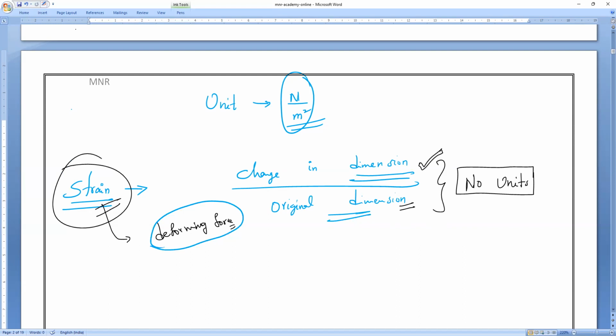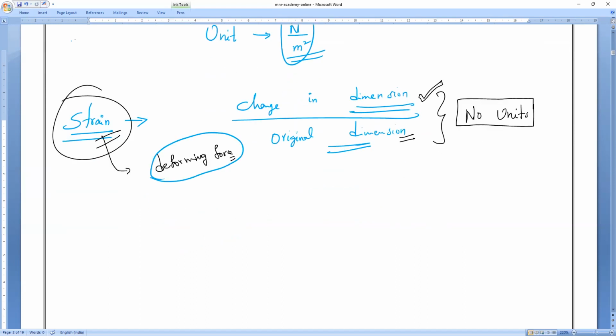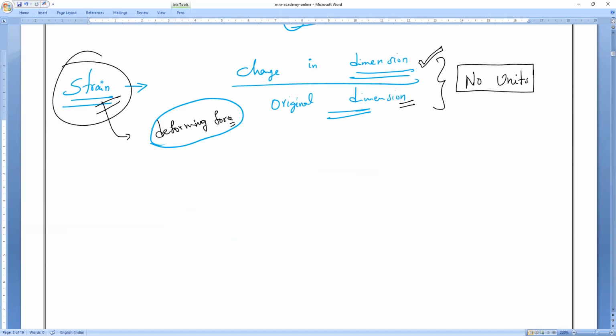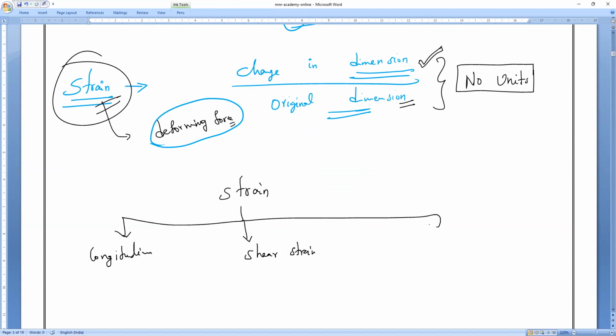Now let us discuss first what the longitudinal strain is. We all know longitudinal stress is there. In the same way, strain is also of three types. What is the first one, everybody? Longitudinal strain. Second one is what? Shear strain. And the third one is what, all of you? Volume strain. Okay, let us discuss one by one.